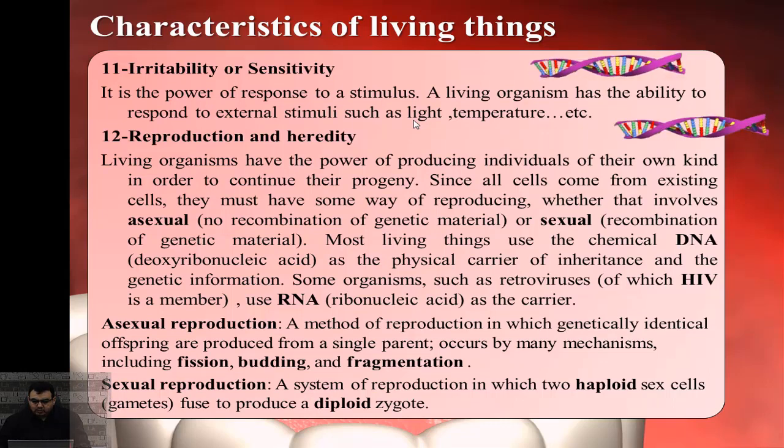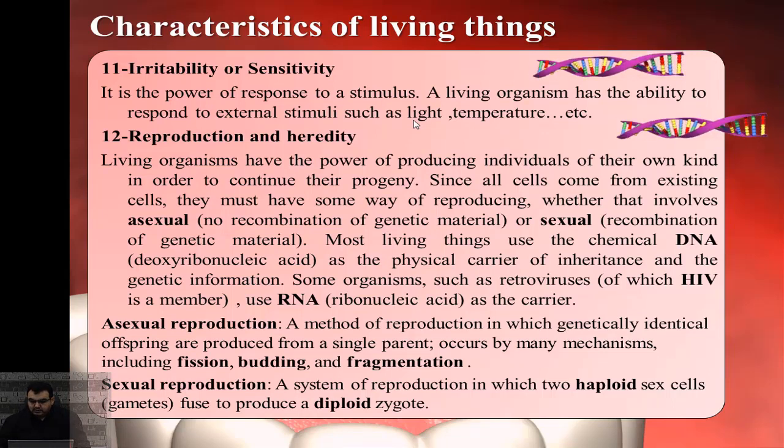12. Reproduction and heredity. Living organisms have the power of producing individuals of their own kind in order to continue their progeny. Since all cells come from existing cells, they must have some way of reproducing, whether that involves asexual non-recombination of genetic material or sexual recombination of genetic material.